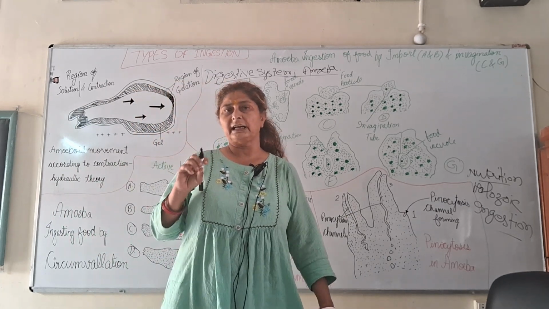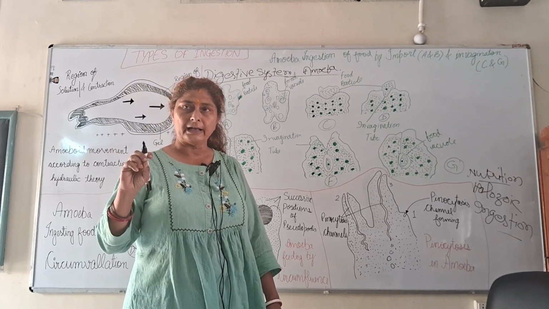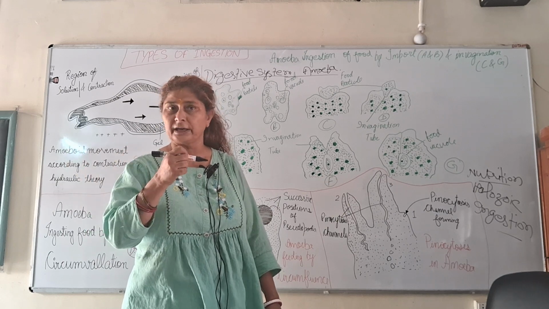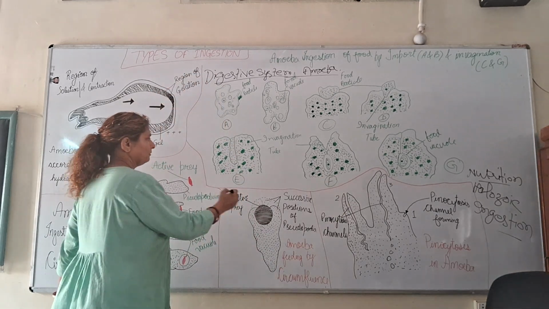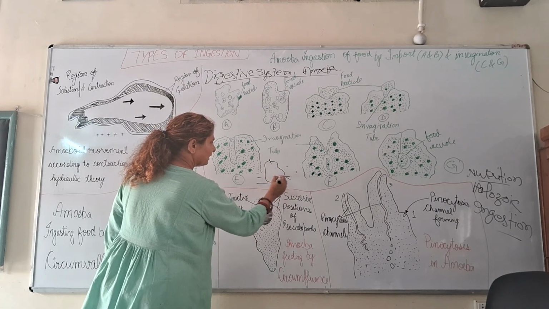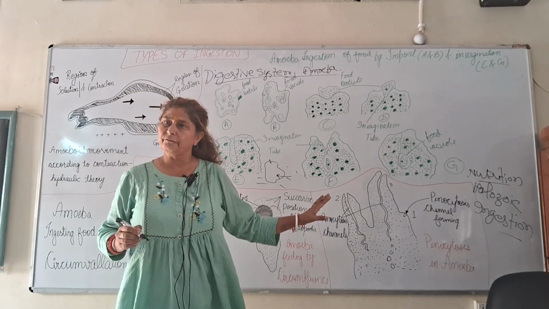They take glucose as well as amino acids through diffusion, means the food from outside, the water gets pierced and the food goes inside directly. That is called diffusion.